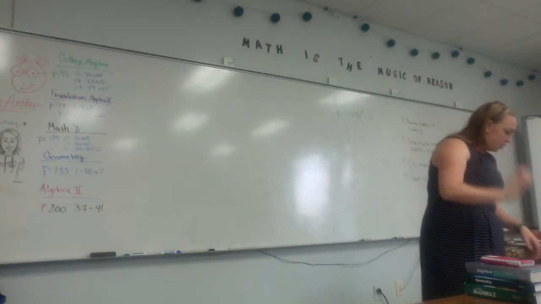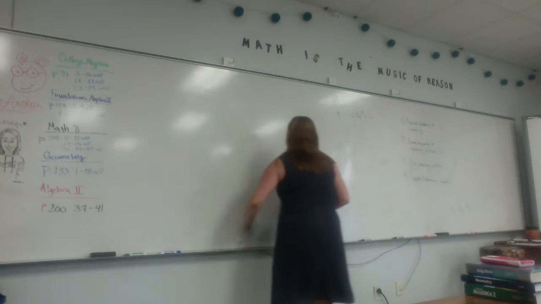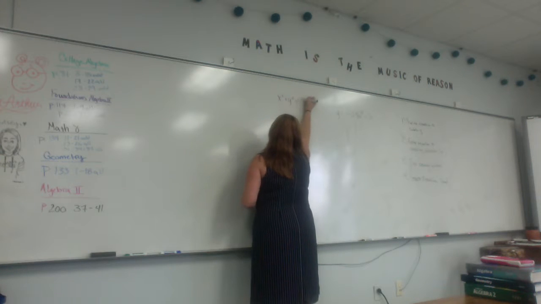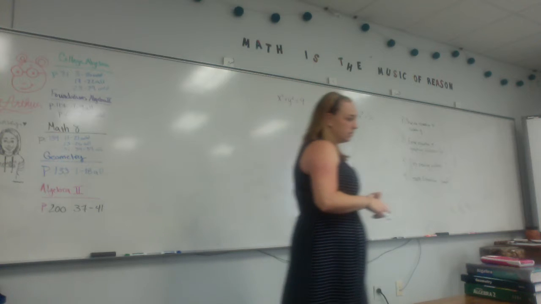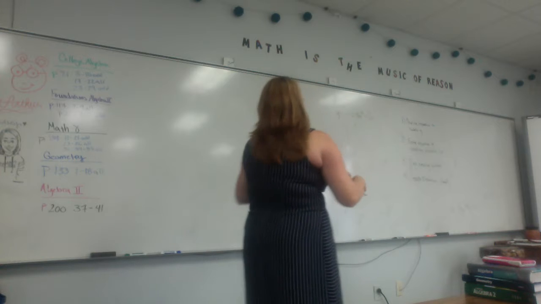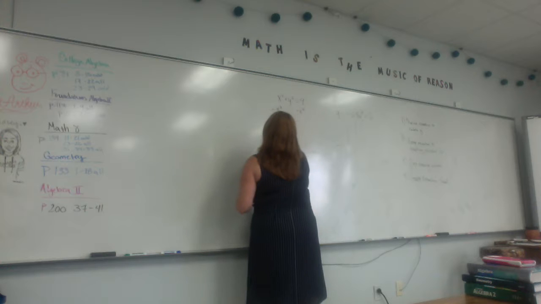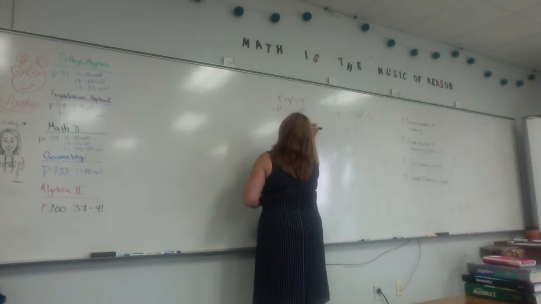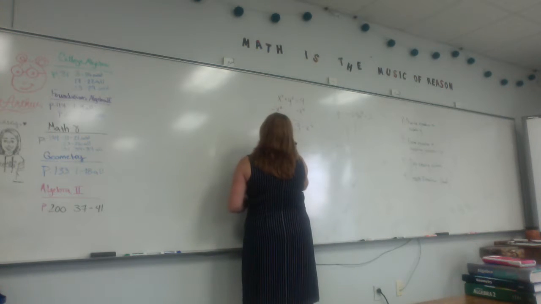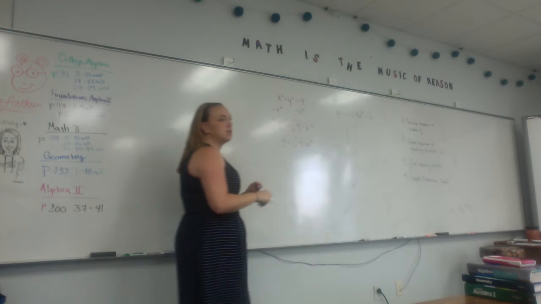Okay. Let's try another one. Let's try this. Tell me what I need to do to this equation to graph it. X squared plus y squared equals 9. We need to get it into y equals. Good. So how do I get it into y equals? You subtract x squared from both sides, and I get y squared equals 9 minus x squared. Then what do I do? You take the square root. Good, Lindsay. So y equals the square root of 9 minus x squared. I can plug that into my graphing calculator.